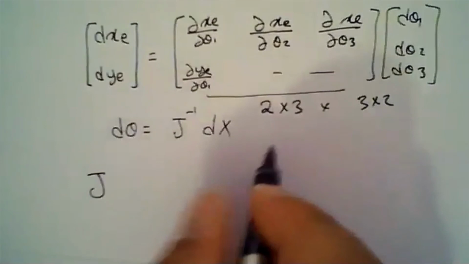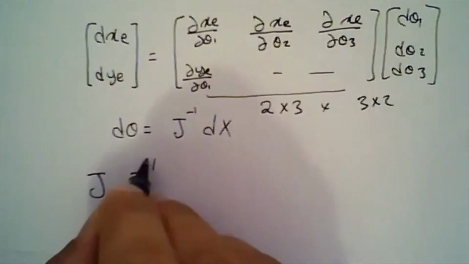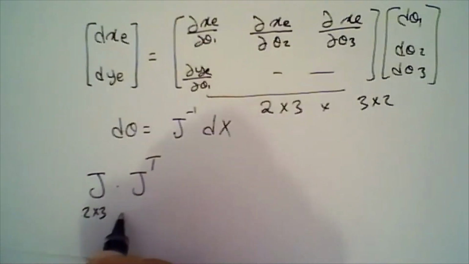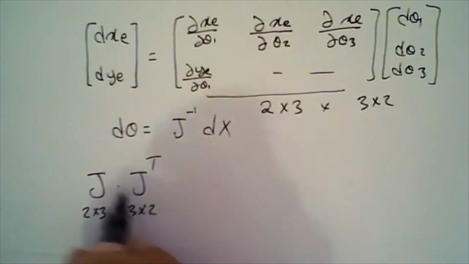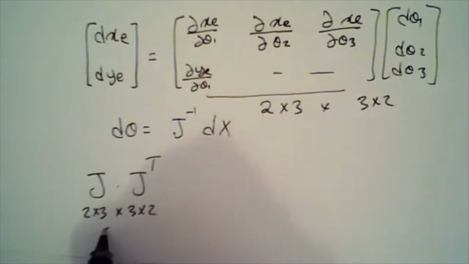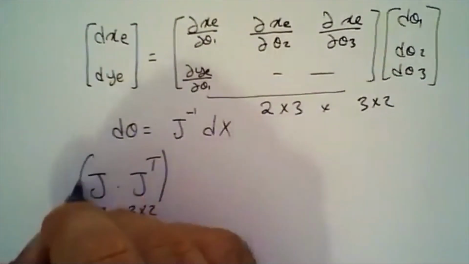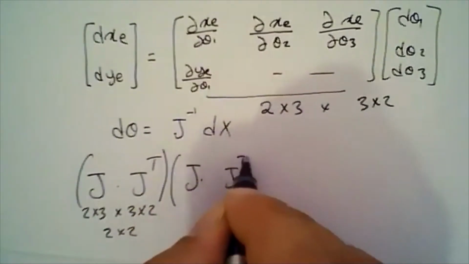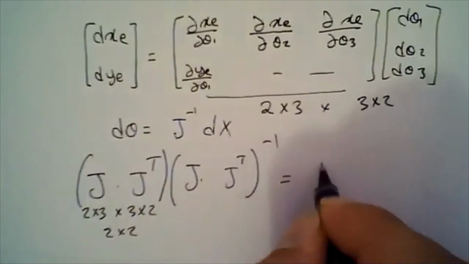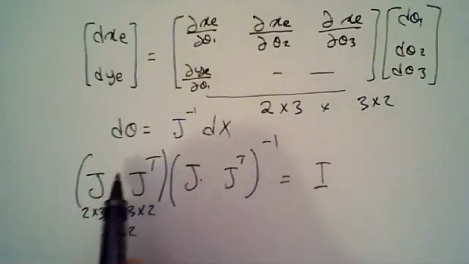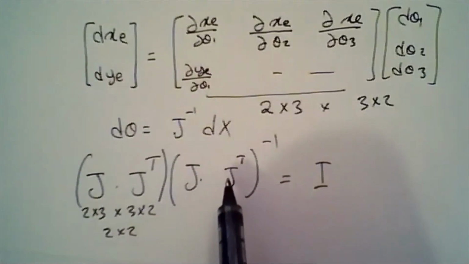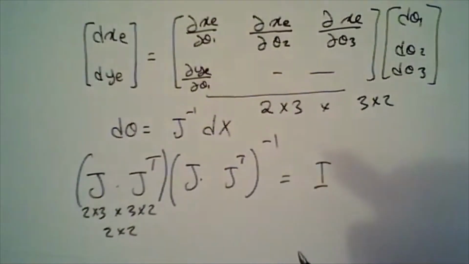So if J is a 2x3, J transpose is a 3x2, right? So if this guy is a 2x3, then transpose has to be 3x2. So the whole thing of J by JT is a 2x2, which means it has an inverse. So if I take this whole thing as one matrix and then do it one more time, this has to be equal to identity matrix, right? And I have that same matrix. So this is like it's A, it's 2x2 multiplied by inverse of A has to be equal to I, right?